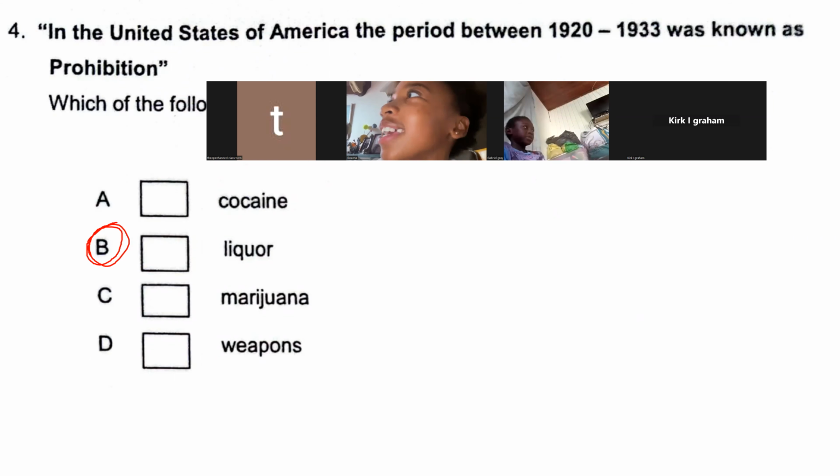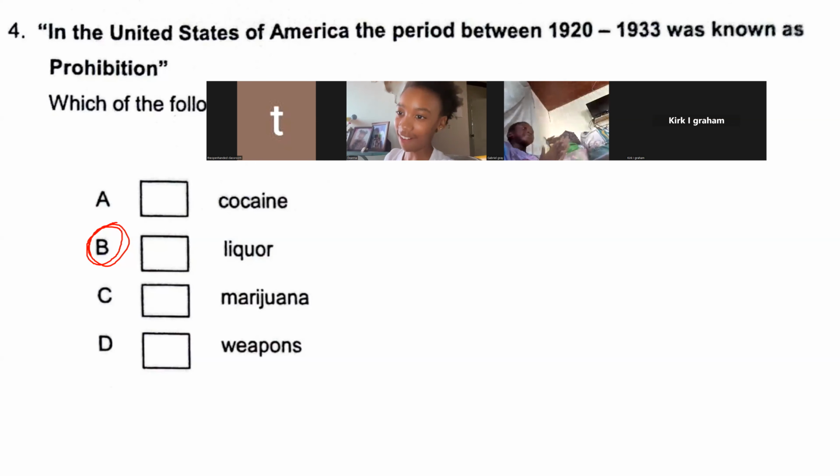Liquor is basically a drink that people drink to relax or just to drink. Liquor is beer, wine, and so on. It is something that persons drink and get drunk, right? So liquor was prohibited. Prohibited means that they didn't allow it, in the United States.